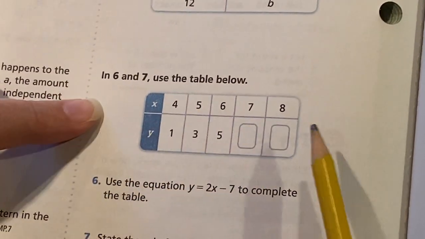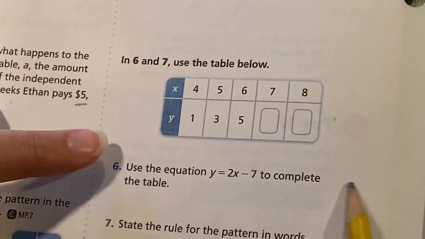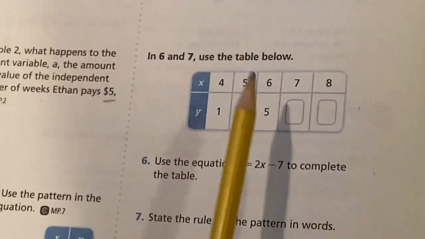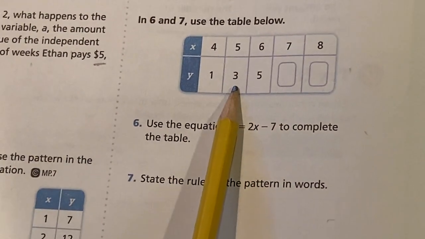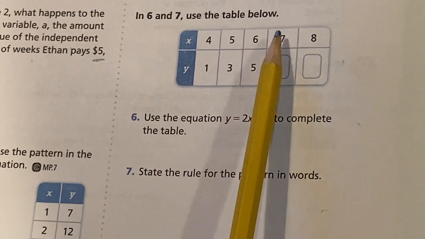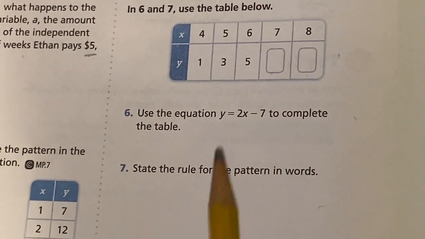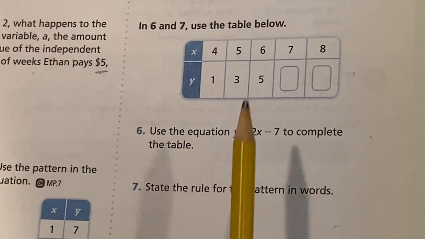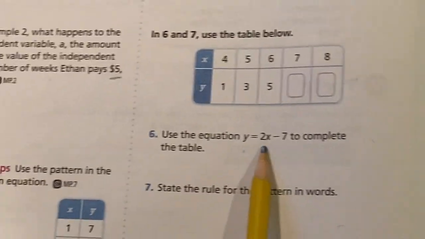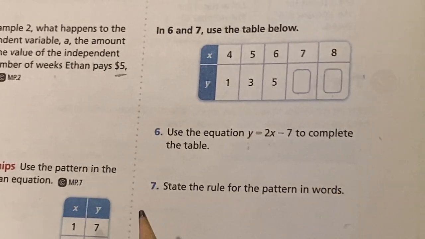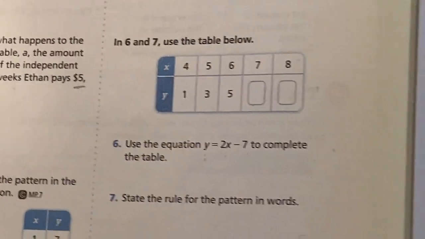Now, let's look at this one. In 6 and 7, use the table below. Use this table for both of these questions. You've got the table 4 and 1, 5 and 3, 6 and 5, 7 and blank, what should it be? 8, what should it be? And then it says use the equation y equals 2x minus 7 to complete the table.